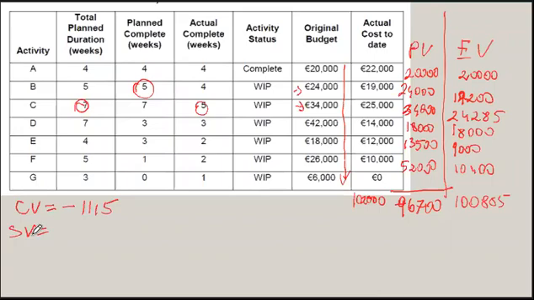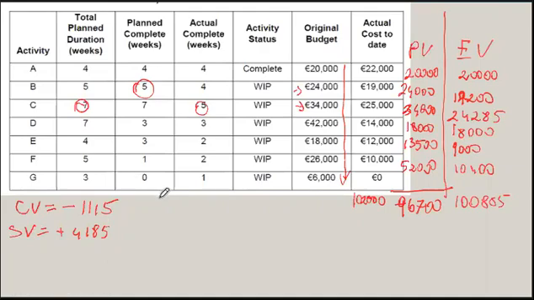So that's 100,885 minus 96,700, 4,185 plus 4,185. Negative cost variance, we are over budget. Positive schedule variance, we are ahead of schedule.